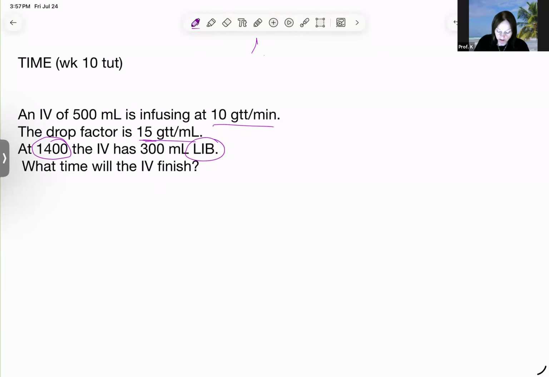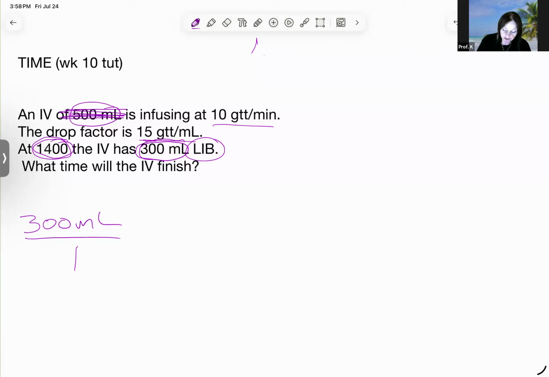So where do you think I should start? Do you think I should start with 500 milliliters or should I start with 300 milliliters? Because the volume is what I need to figure out. When will that volume finish going into the patient? I heard somebody say it, Diana? 300. Because when I walked in the room at 1400, there was only 300 milliliters in the bag. It's nice to know they started with 500, but what I did when I walked in is I saw 300 milliliters. So I'm going to calculate what I assessed. So I'm going to start with 300 milliliters.